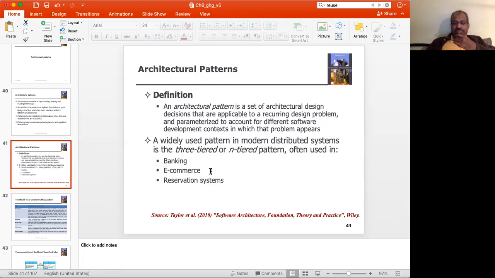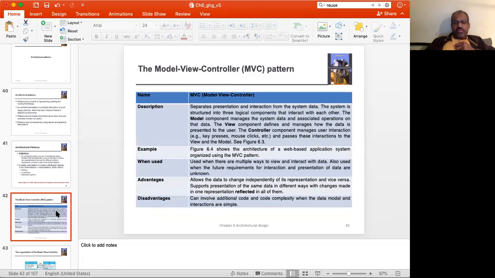A widely used pattern, for example, in modern distributed systems is the three-tiered or the n-tiered pattern. The three-tiered is the classical data, business logic rules, and presentation. We'll see something like that very shortly.